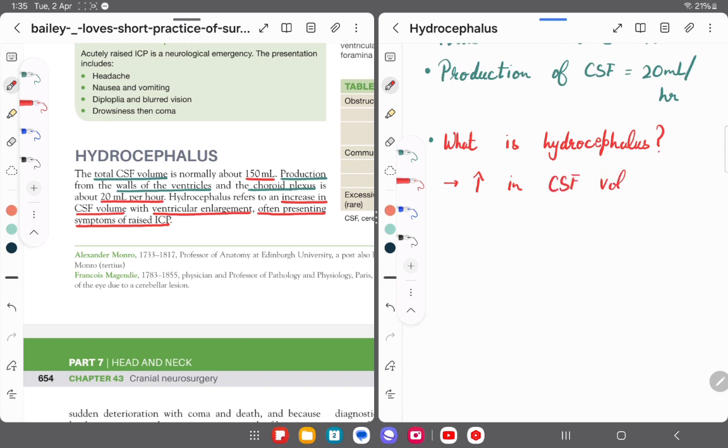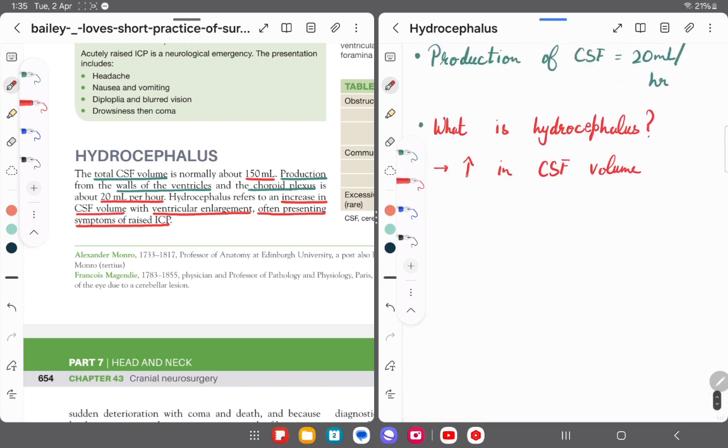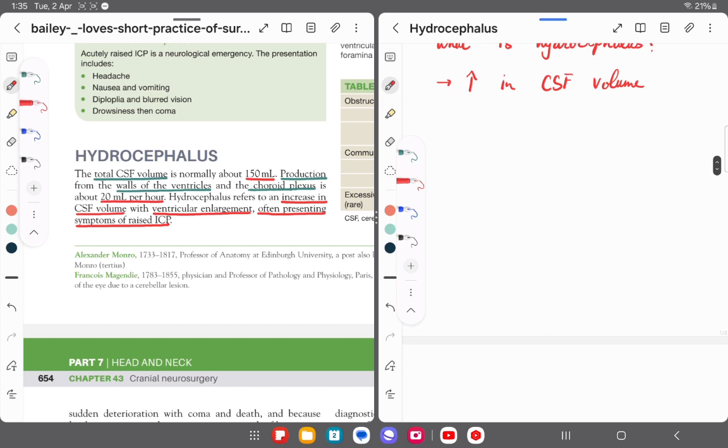What is the normal CSF volume? The normal CSF volume is around 150 ml. So if the CSF volume is more than 150 ml, it means that there is an increase in CSF volume, and hence that is hydrocephalus. Along with an increase in CSF volume, there is also a ventricular enlargement. And the next point is that there are often symptoms of raised ICP.